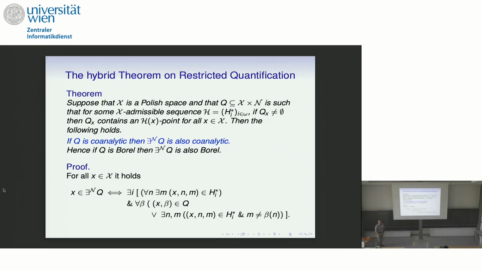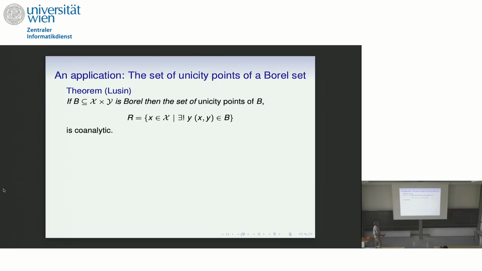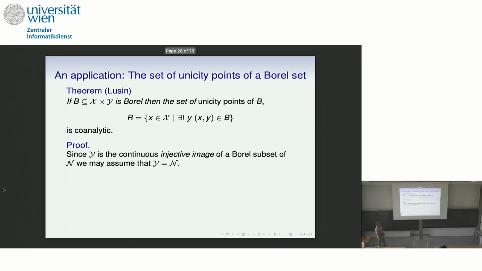So that's the proof. Let's see a quick application: the set of unicity points of a Borel set. Suppose I have a B subset of X times Y, it's Borel. Then R is the set of all x's for which there exists a unique y such that (x, y) is in B. This is co-analytic. Let's see how we can prove this.